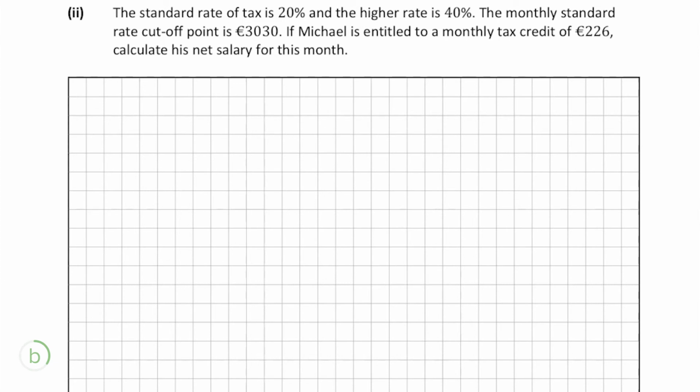And part 2 is a question about tax. And we're given the standard rate of tax, which is 20%, and the higher rate, which is 40%. We're also given the standard rate cutoff point, which is €3,030. And finally, we're also told that Michael gets a monthly tax credit of €226. And using this information, we have to calculate his net salary per month.